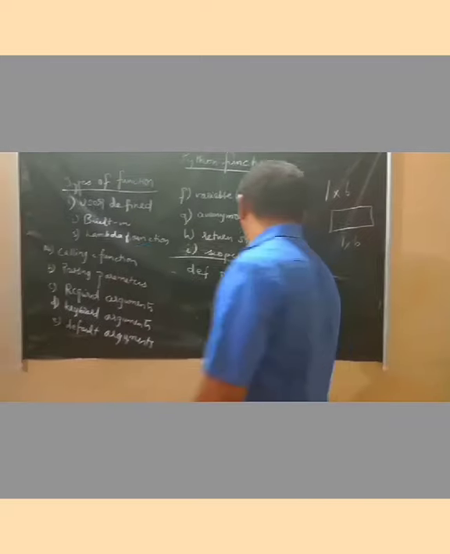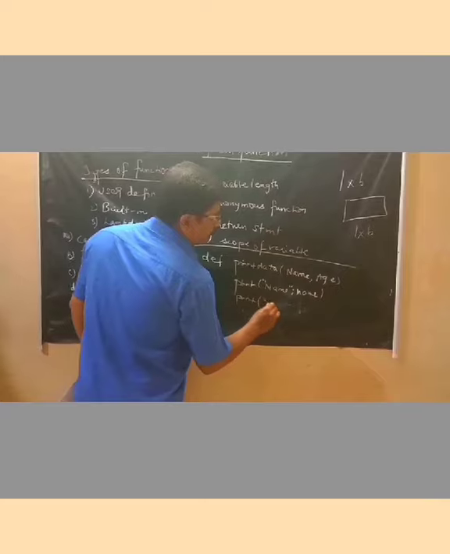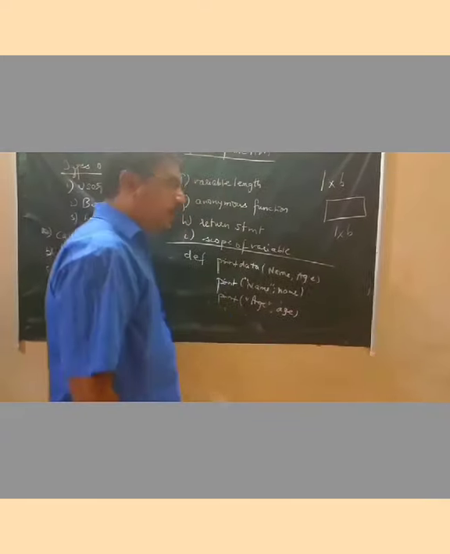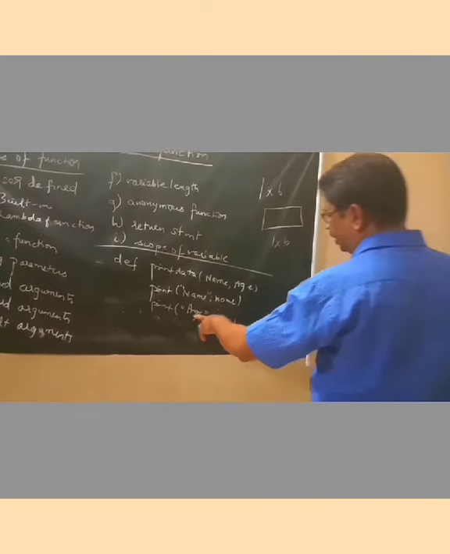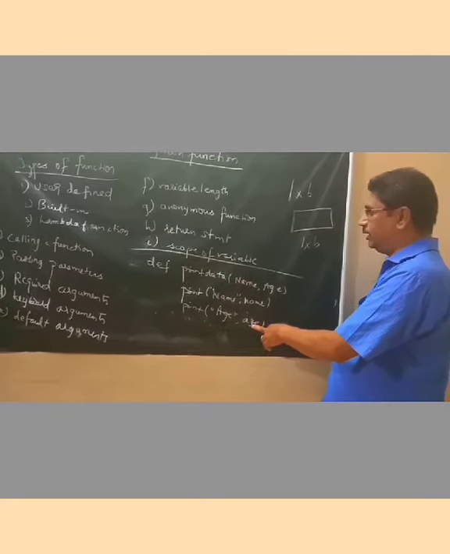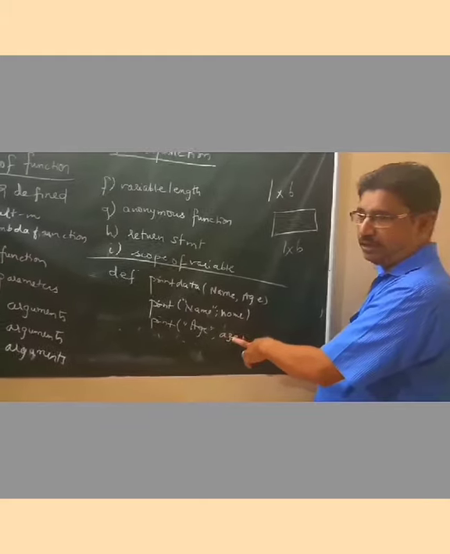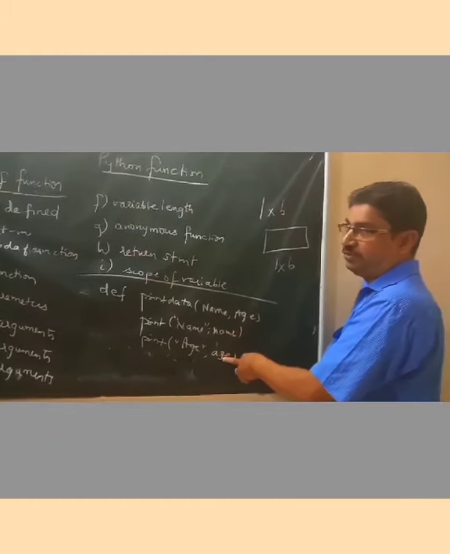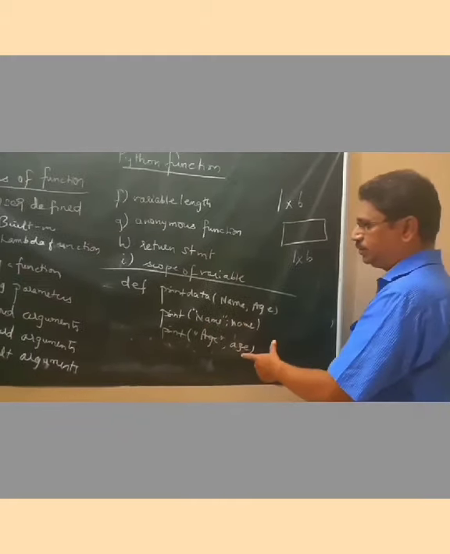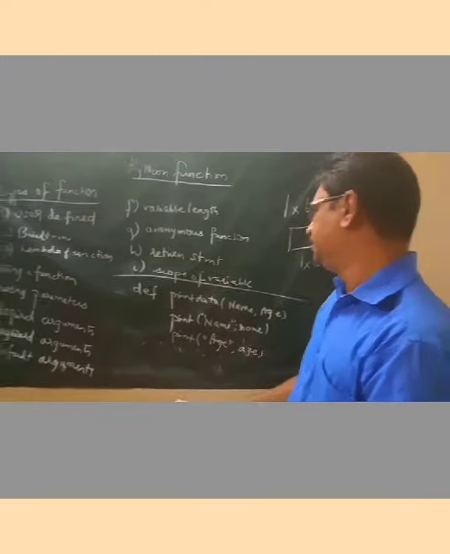So here print name. Likewise print age. Here this age will be printed on the monitor, and for this age, whatever value you give. Age can be 15, age can be 25, age can be 45. So whatever value you give for this variable, that will be printed. That is the difference between this one and this one. This one is within double quotes, this one is not within double quotes.